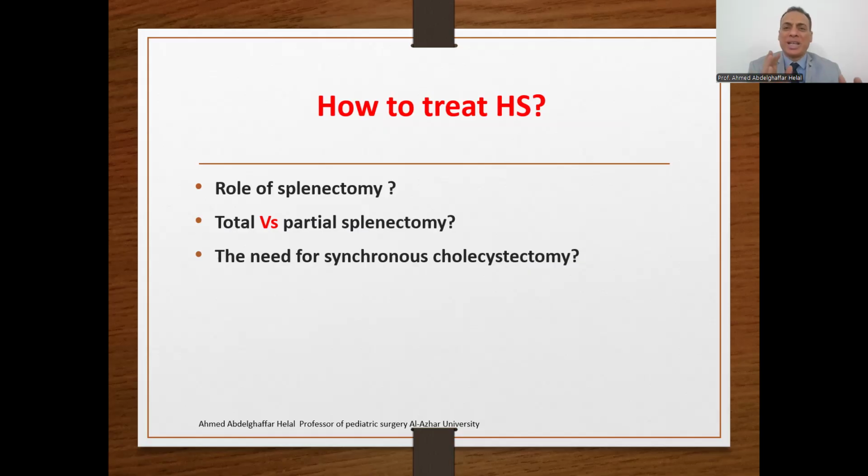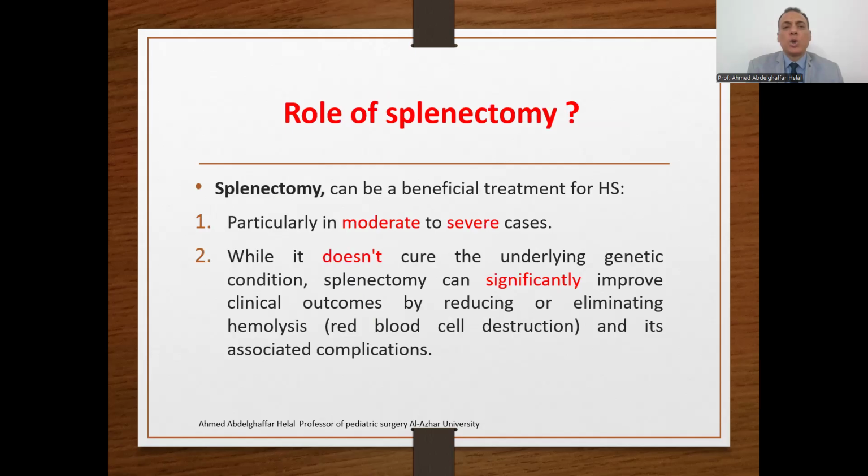When you are faced with a child presenting with a biliary problem, is it important for hereditary spherocytosis to remove the spleen at the same session? Let's see the role of the splenectomy. The splenectomy can be beneficial in the treatment of hereditary spherocytosis, particularly for the moderate to severe cases, while it doesn't cure the underlying genetic conditions. Splenectomy doesn't cure these conditions. However, it will improve the clinical outcome.